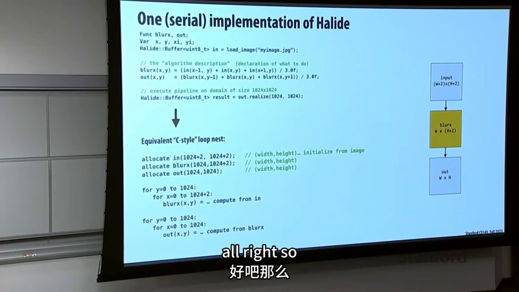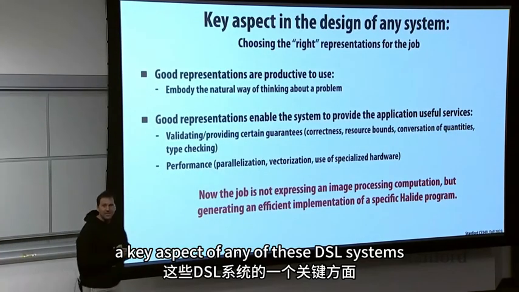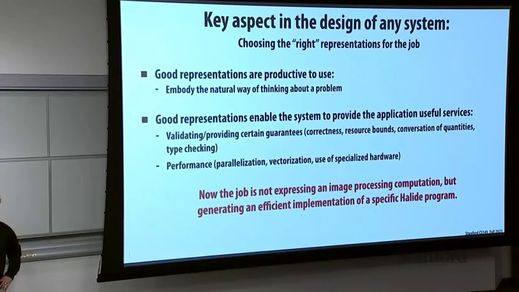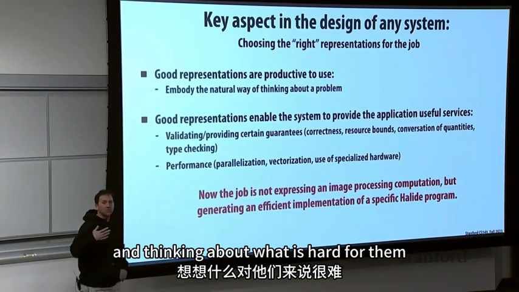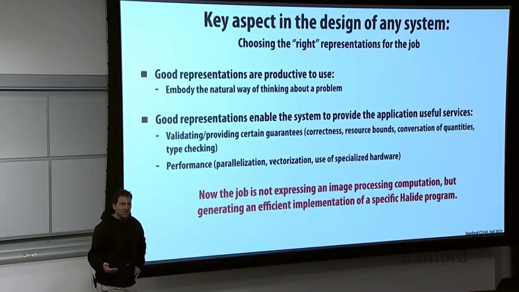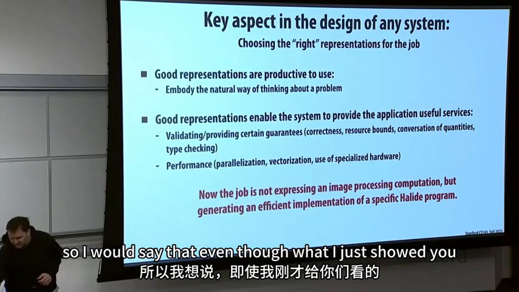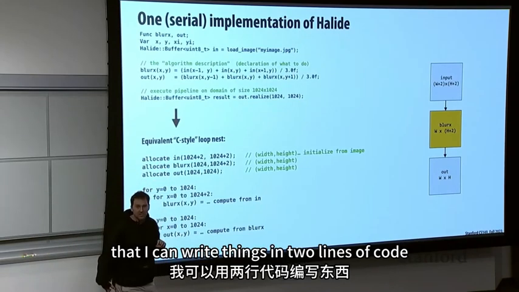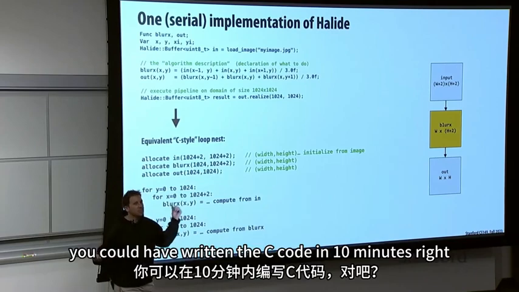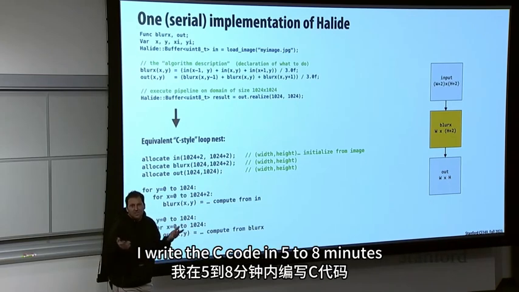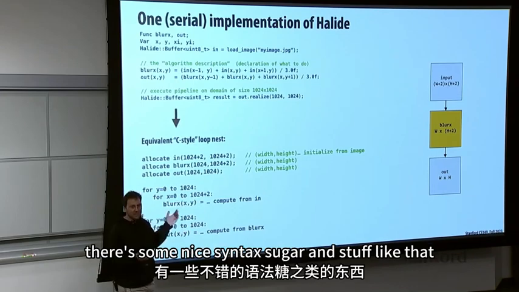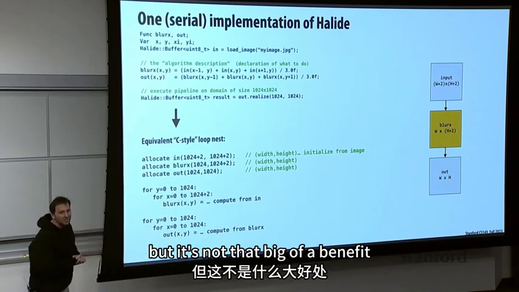Okay. All right. So a key aspect of any of these DSL systems is thinking about who your users are and thinking about what is hard for them, what do you want to make easier. So I would say that even though what I just showed you on this slide, it's kind of nice that I can write things in 2 lines of code. You could have written the C code in 10 minutes, right? So if I write 2 lines of code versus I write the C code in 5 to 8 minutes, that's not that big of a benefit, right? There's some nice syntactic sugar and stuff like that, but it's not that big of a benefit.